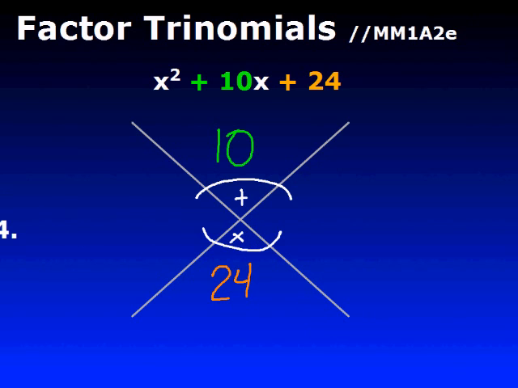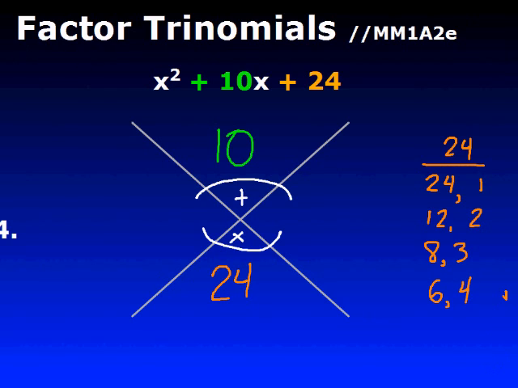Okay, this one's not so trivial, so let's factor 24. One factor I'll start with, 24 and 1. Or 12 and 2. 8 and 3. 6 and 4. And I believe I've hit all the factors of 24.